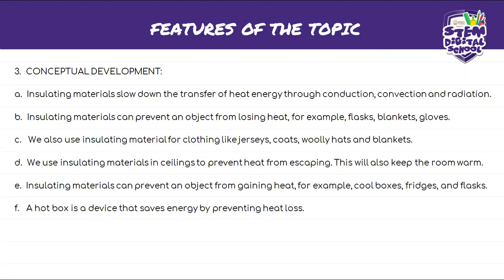We also said that insulating materials can prevent an object from losing heat, for example, flask, blanket, and gloves. We also said insulating material for clothing like jerseys, coats, woolly hats, and blankets. We use insulating materials in ceilings to prevent heat from escaping. This will also keep the room warm. So we said insulating materials can prevent an object from gaining heat, for example, cool boxes, fridges, and flasks. A hot box is a device that saves energy by preventing heat loss.